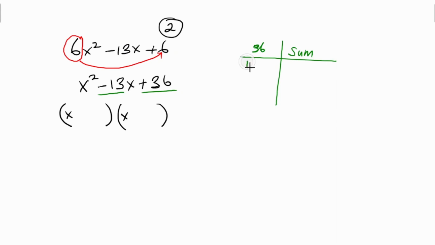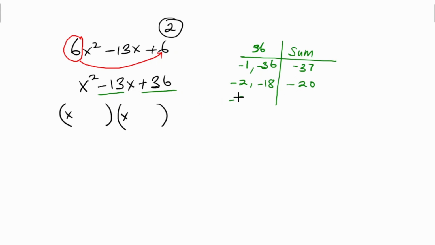I will still start with 1 and 36. Remember, I said both of them must be negative. And when we add them, we get negative 37, which is not the same as negative 13. Then we have negative 2 and negative 18, which when we add, we get negative 20, which is not equal to b.